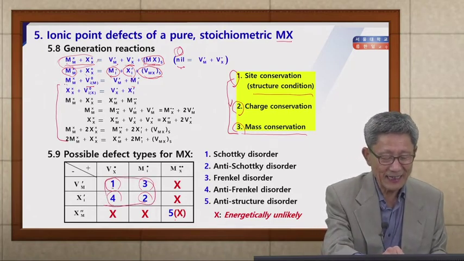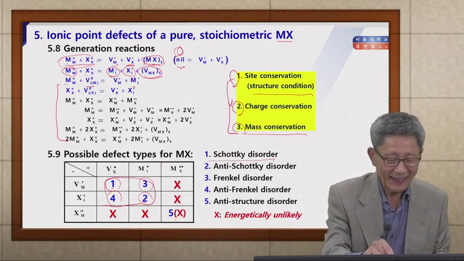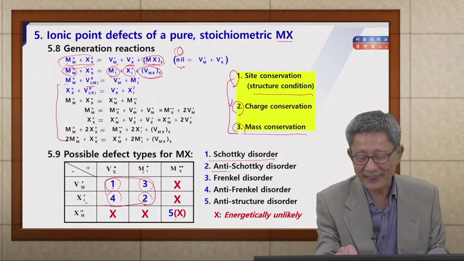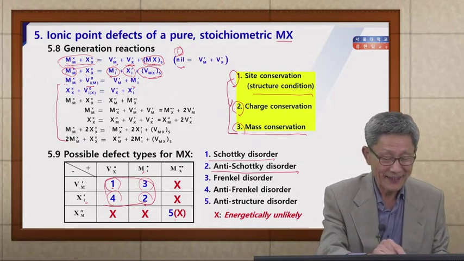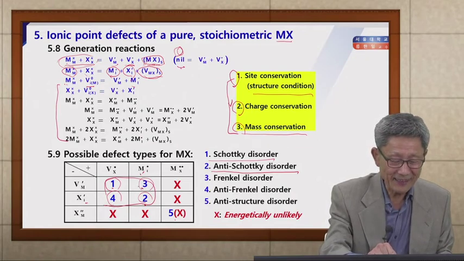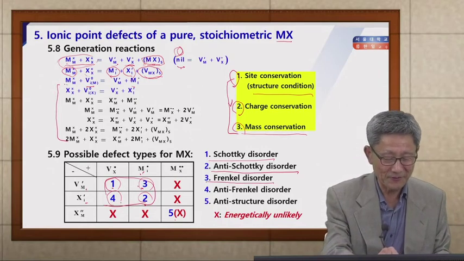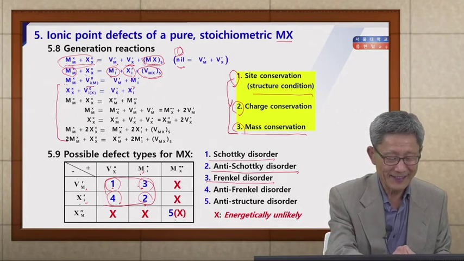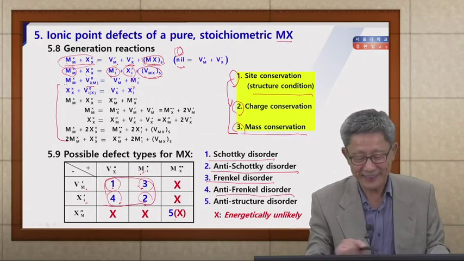So this number 1 type is called Schottky disorder, the vacancy pair. And number 2, this is the interstitial pair, which is called anti-Schottky. Anti means the opposite, right? And then number 3, this is the cation interstitial and the cation vacancy. That makes Frenkel disorder. And what about 4? This is the mirror image of this Frenkel disorder concerning the anion sublattice, which is called anti-Frenkel disorder.